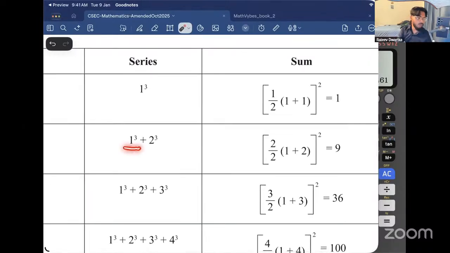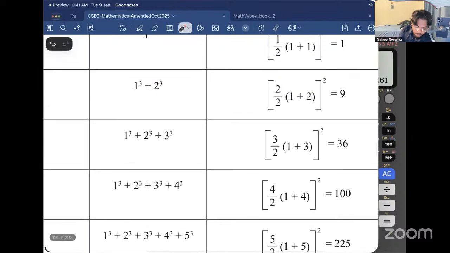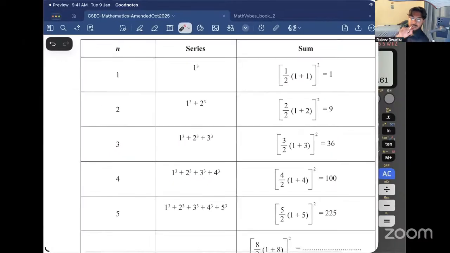What's 1 cube? That's just 1. And what's 2 cube? 8. What's 1 plus 8? 9. Right, the sum. Alright, let's check it out here. What's 1 cube? 1. What's 2 cube? 8. What is 3 cube? 27. What's 1 plus 8 plus 27? 36.